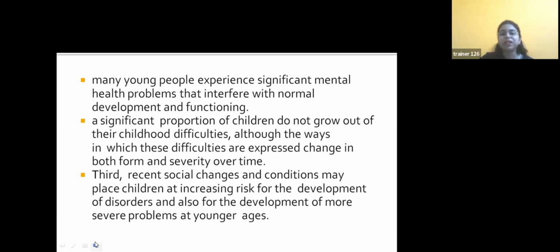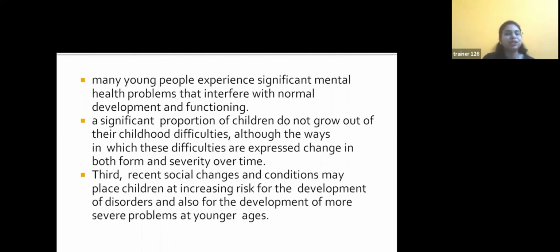And what could be the third reason? Recent social changes and conditions may place children at increased risk for the development of disorders. For example, the environment where the child is developing is also one of the reasons why child psychopathology is increasing. A lot of expectation from parents, or it can also be too much love towards the child. Love towards the child is definitely there for all parents, but if it is too much, there are four different types of parenting styles. Just go through that, and what the effects of that are on the child.